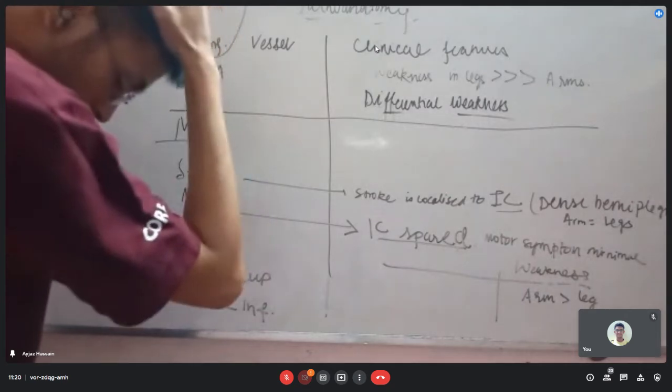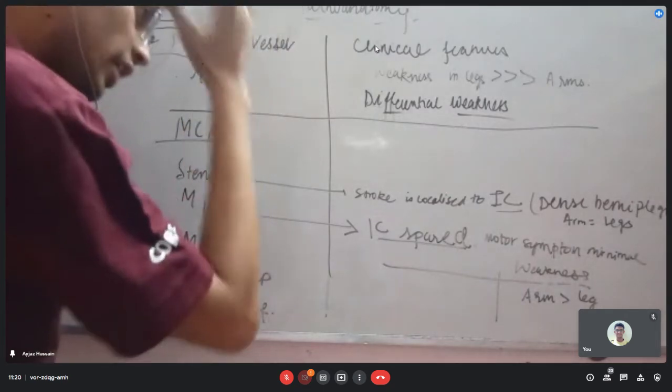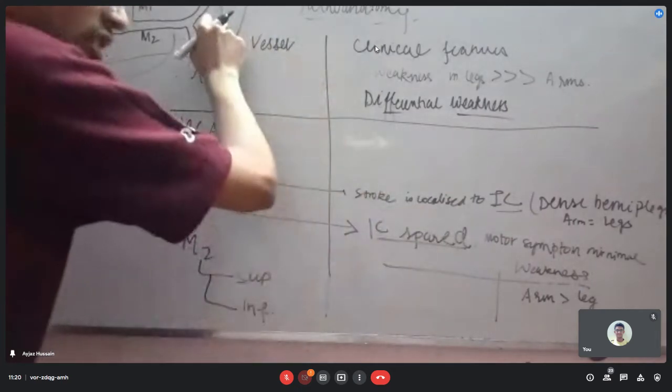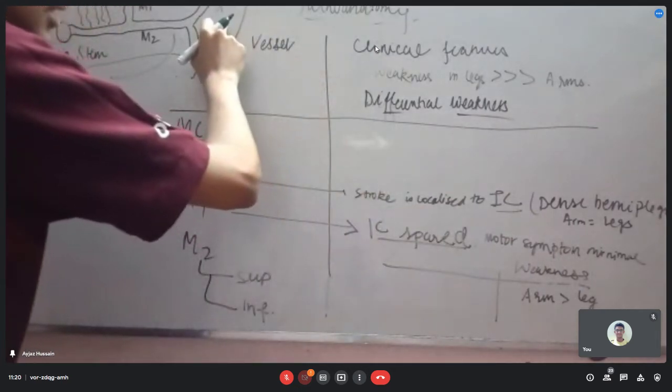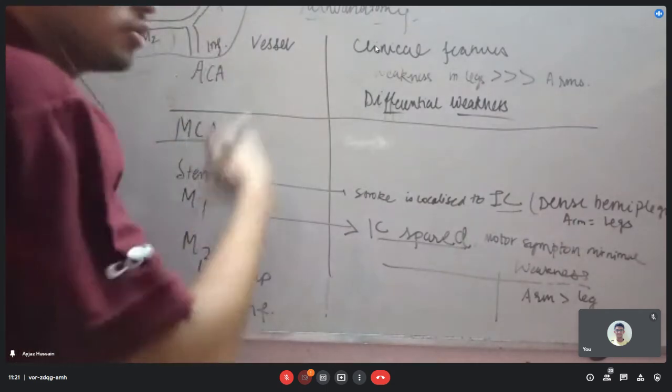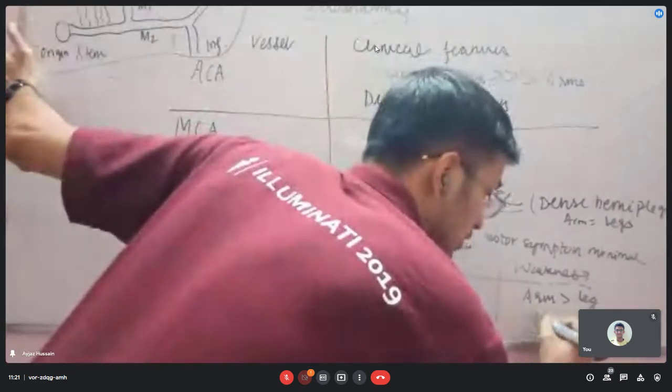If it is supplying the superior part of the lateral surface of the brain, then it is supplying that area of the motor cortex which is supplying the arms. There will be more weakness in the arms than in the legs. And inferiorly we don't have any motor cortex. Therefore, inferiorly there will be no weakness. There is no weakness inferiorly.